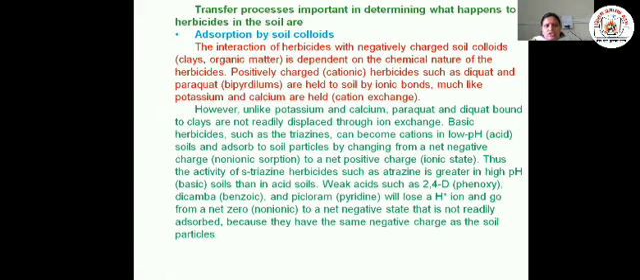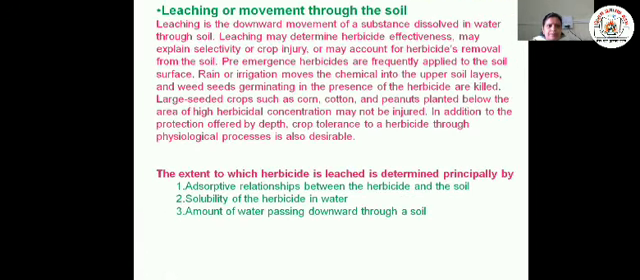The soil condition is very important. Leaching and movement in the soil: how do herbicides get leached out or moved out from the soil? Leaching is the downward movement of substances dissolved in water through the soil. Leaching may determine the herbicide effectiveness, may explain the selectivity or crop injury, or may account for herbicides removed from the soil.